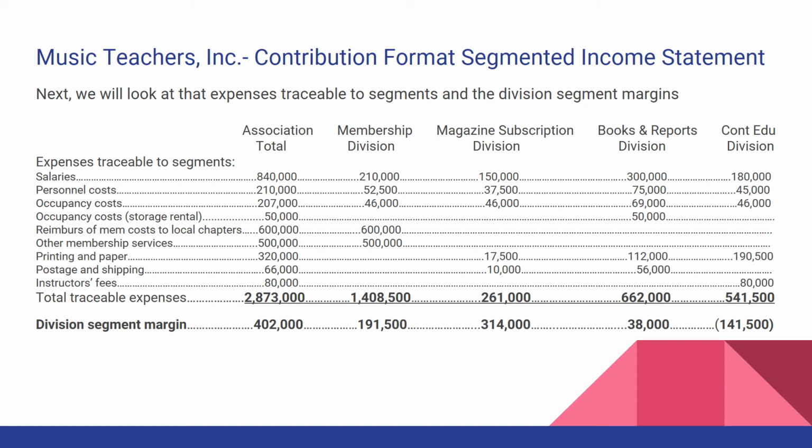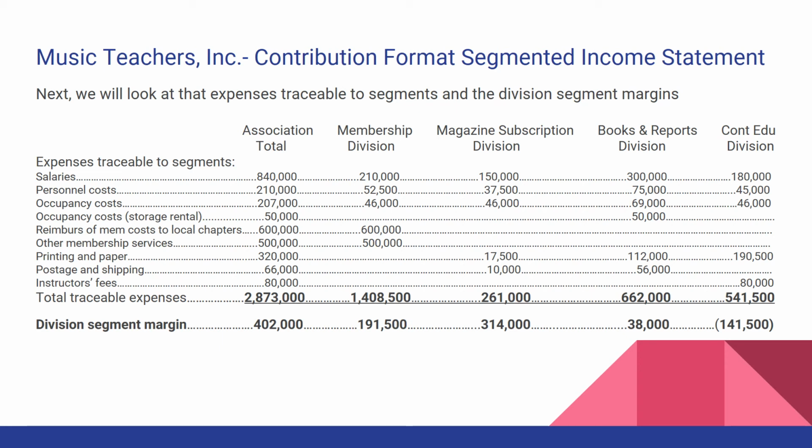And then it tells us that printing and paper costs other than for magazine subscriptions and for books and reports are going to relate to the continuing education department. So we note to put the balance of that amount in that column. And then for postage and shipping. So it tells us here for postage and shipping, we have a traceable amount of $66,000.